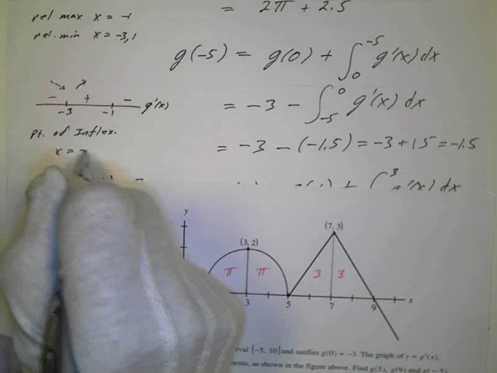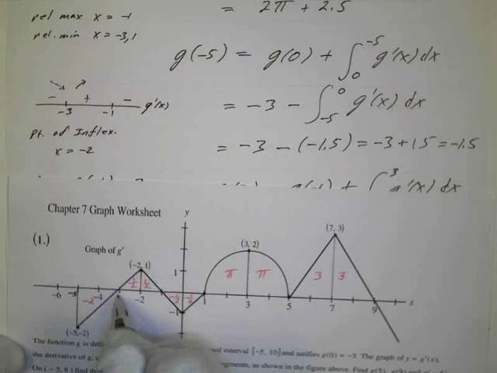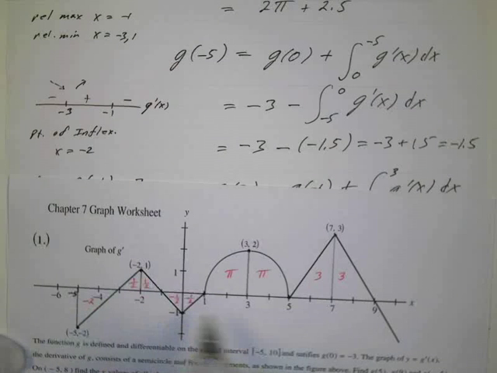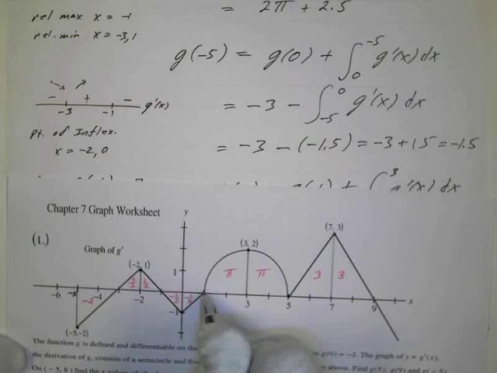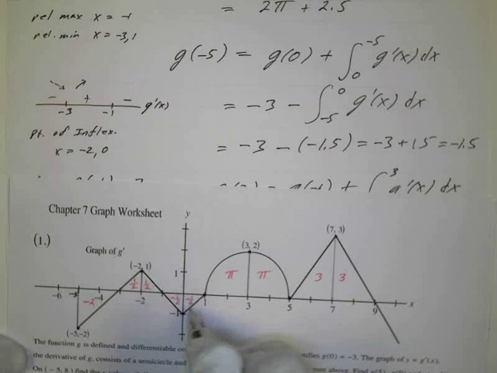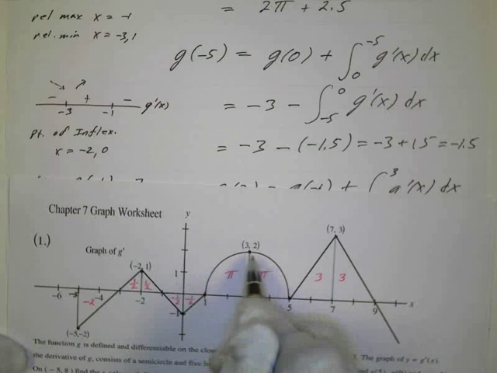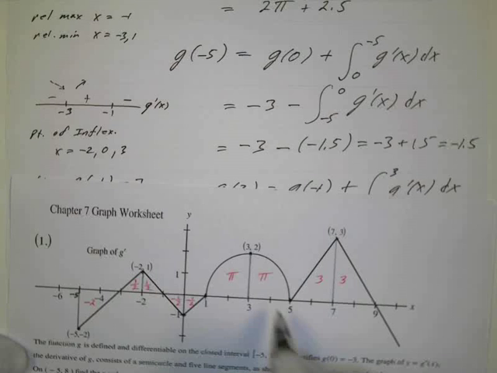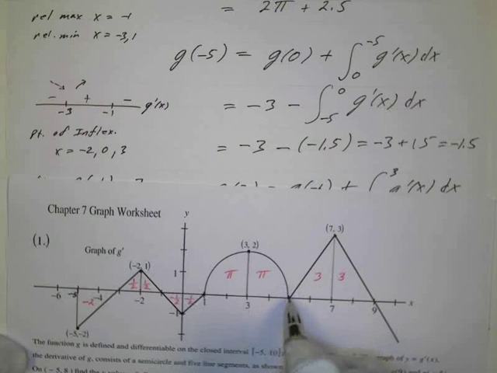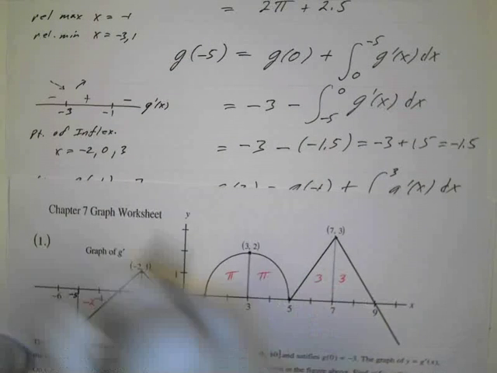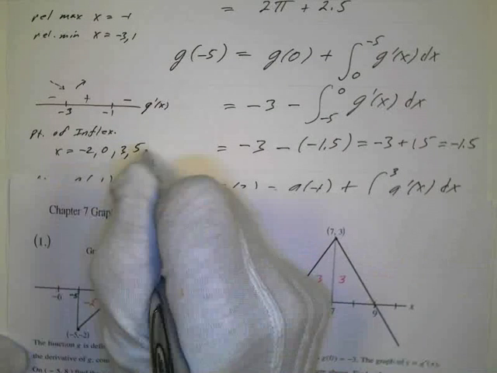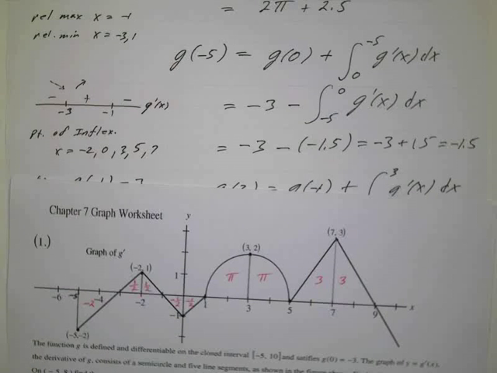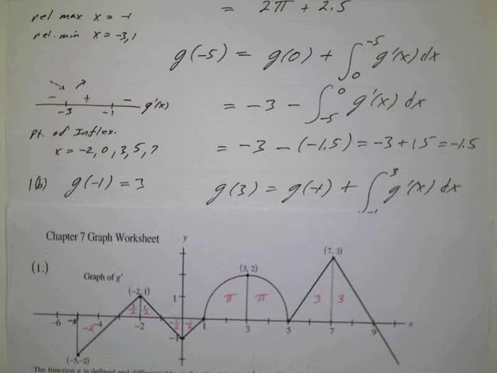At x equals, right here at negative 2, because the slope of the derivative is going from positive to negative, and then at 0, the slope's changing. Here it's positive and positive. This is a critical point, but concavity is not changing because it's increasing and increasing. But here it's positive and negative, so at x equals 3. These are points of inflection. Here the slope of the derivative is going from negative to positive, so that's at 5, another point of inflection, and at 7, it's going from positive to negative at 7, and that's it. So you have 5 points of inflection there.